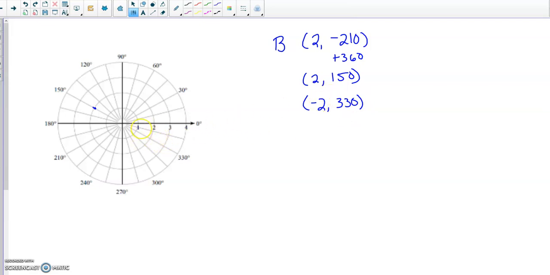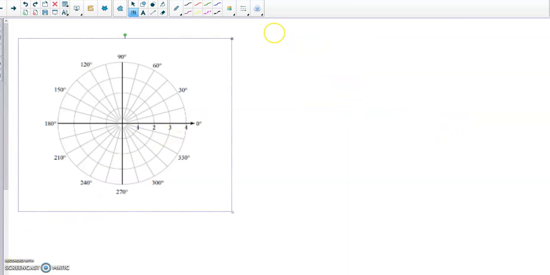Okay, we can make that negative because if I'm headed towards 330, I have to move, oopsies, backwards. And then just like we did before, negative 2 and 330 minus 360, and I get negative 2 and negative 30. Okay, cool.